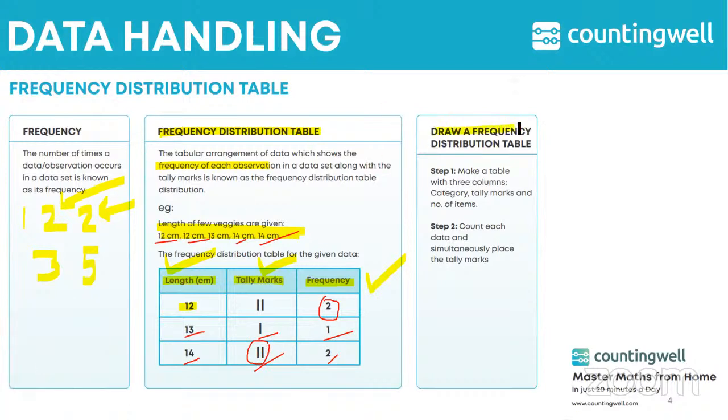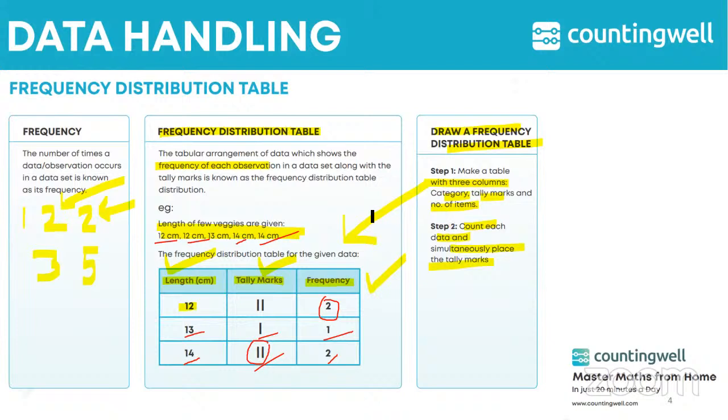Let us see how to draw a frequency distribution table. For that, we have to make a table with 3 columns: category, tally marks, and number of items. Count each data observation and simultaneously place the tally marks. So this is how we have made this distribution table.